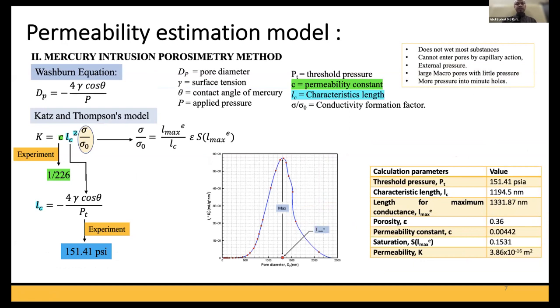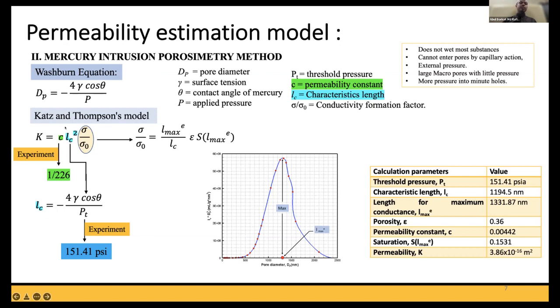One is the mercury intrusion porosimetry method, where mercury was forced to intrude through the ceramic tile, and with the increase of pressure, it can intrude the smaller holes. As you can see here in the Washburn equation, the effective pore diameter is inversely proportional to the pressure. With more pressure, the mercury intrudes into smaller pores. And we got those results.